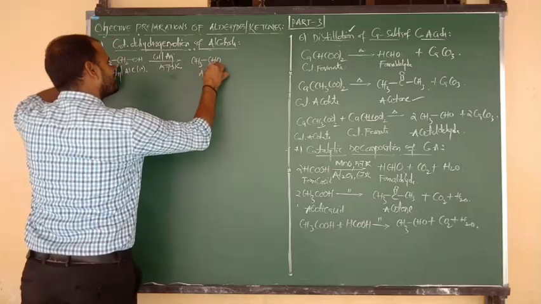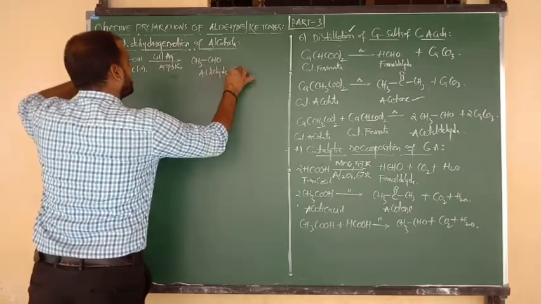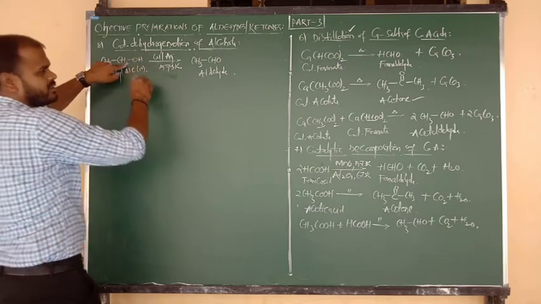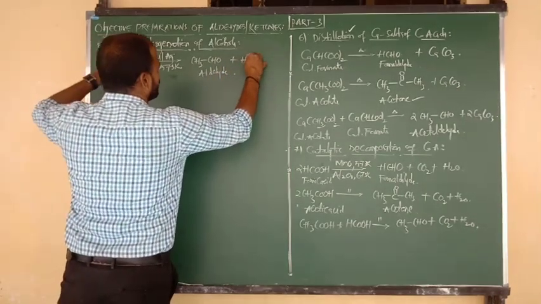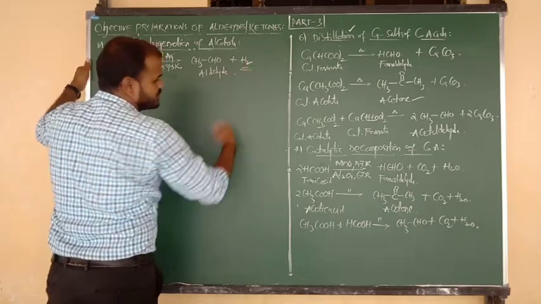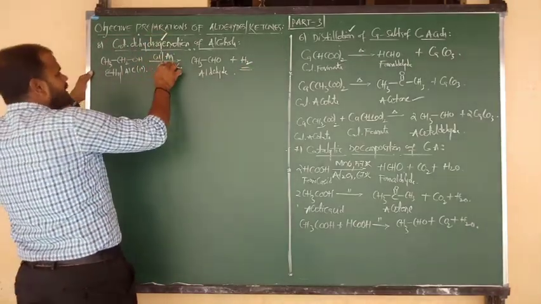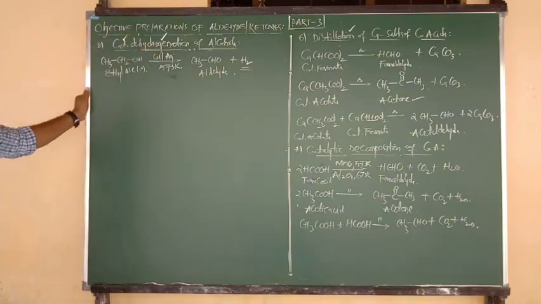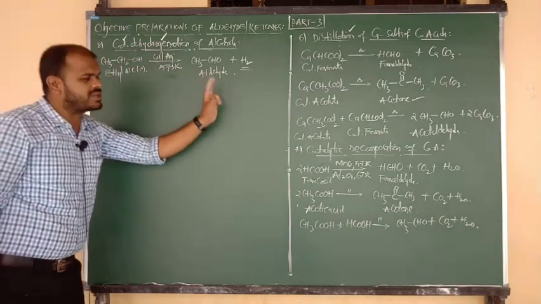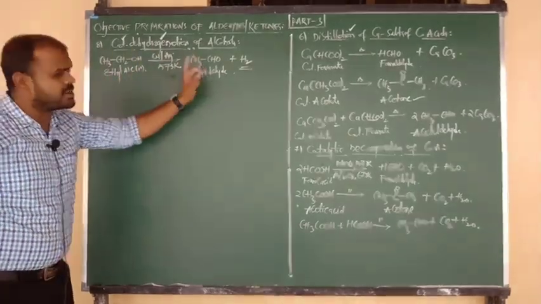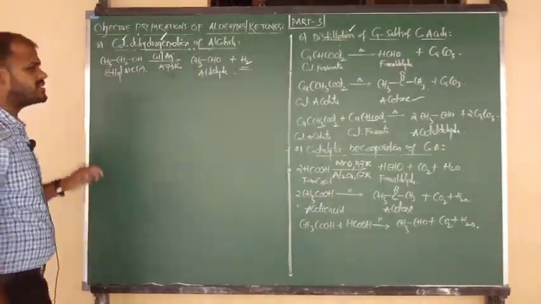Understood? Yes or no? From the central carbon remove one hydrogen, and from oxygen remove another hydrogen. Both hydrogens are eliminated in the form of H2 gas. Removal of H2 gas using a suitable catalyst is dehydrogenation, so we call it catalytic dehydrogenation. Primary alcohols give aldehydes. So ethyl alcohol gives acetaldehyde, and benzyl alcohol gives benzaldehyde. Like that you can consider.